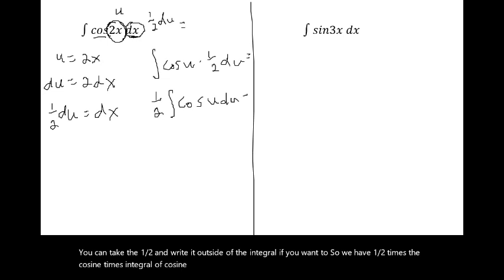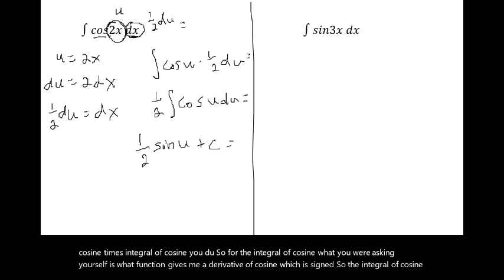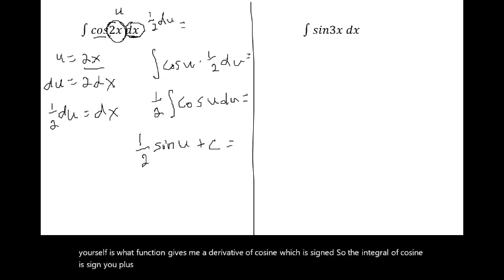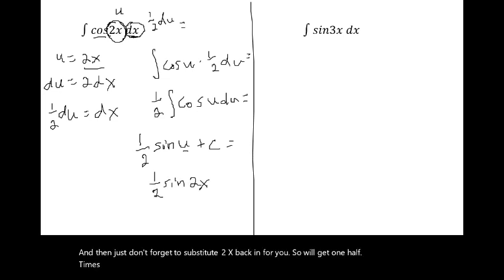So for the integral of cosine, what you are asking yourself is what function gives me a derivative of cosine, which is sine. So the integral of cosine is sine u plus c. And then just don't forget to substitute 2x back in for u. So we'll get 1/2 times the sine of 2x plus c.